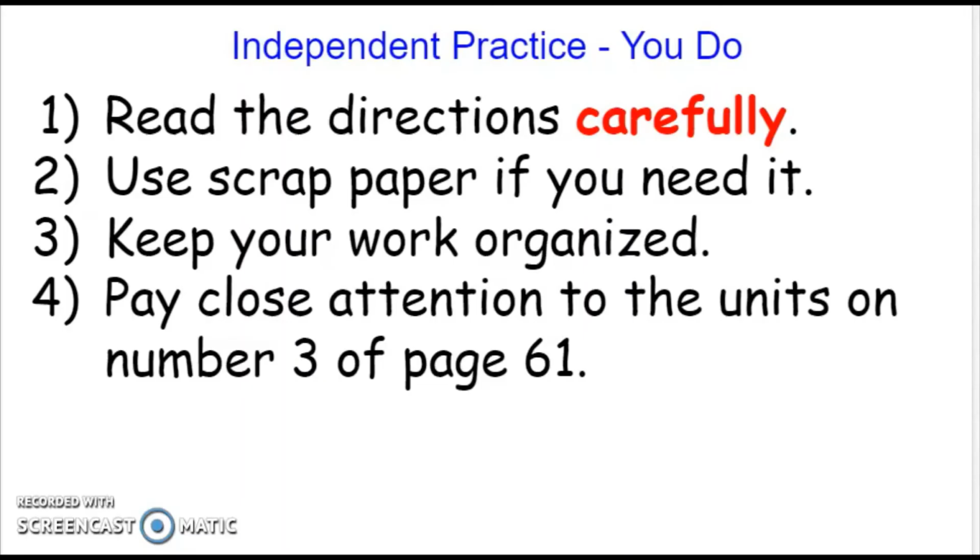You can use several strategies throughout your problem in order to get to your solution. As you get ready to move into independent practice and your exit ticket, please keep these 4 things in mind. Number 1, read the directions carefully. I cannot say this enough. You need to read the directions carefully. Number 2, use scrap paper if you need it. Number 3, keep your work organized. Number 4, pay close attention to the units on number 3 of page 61.